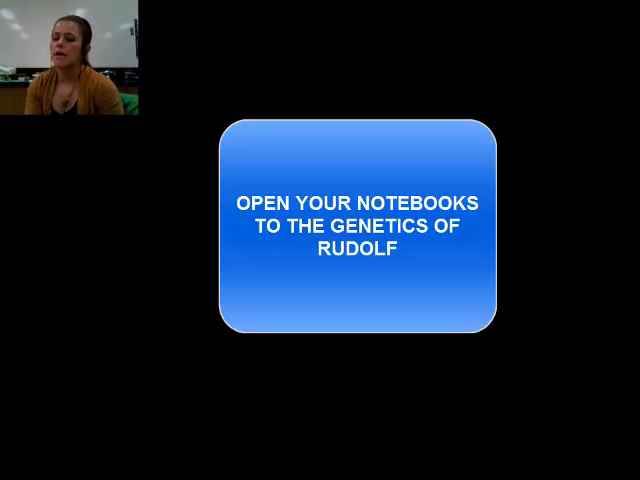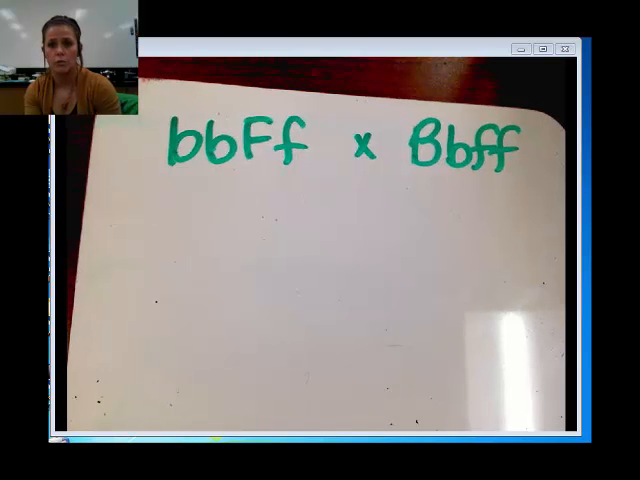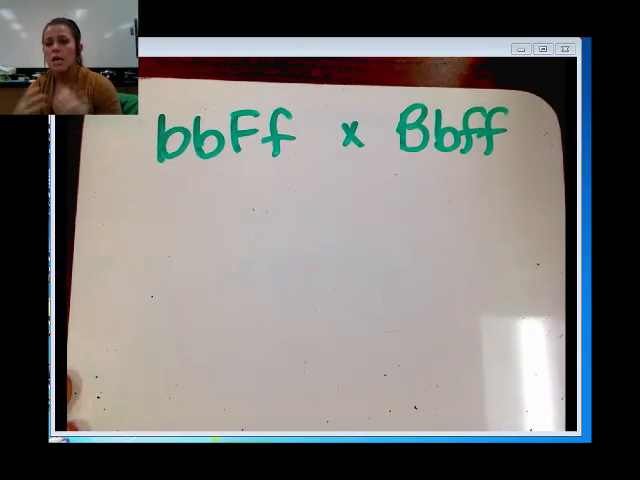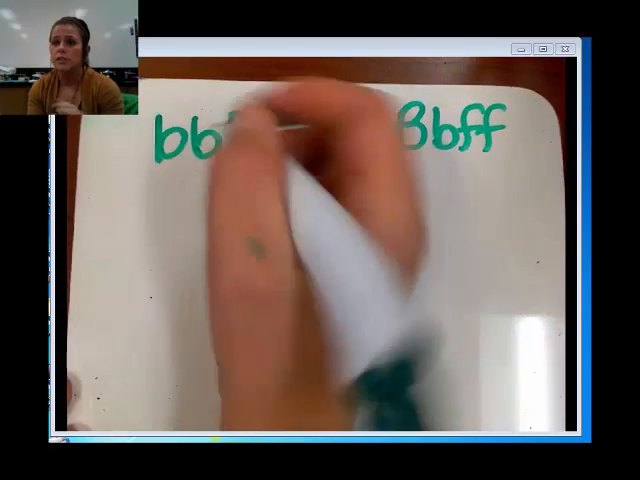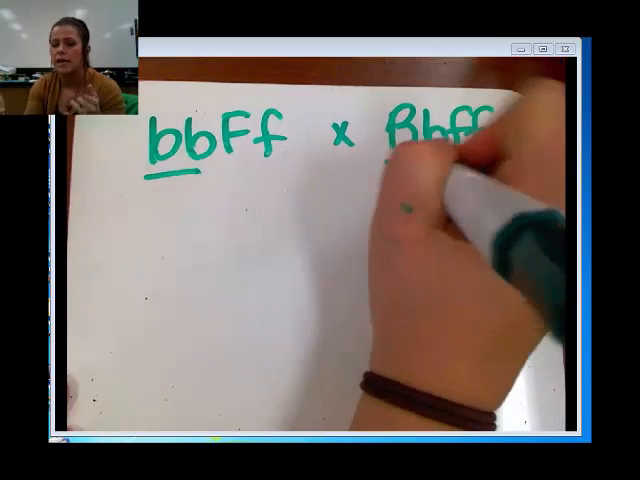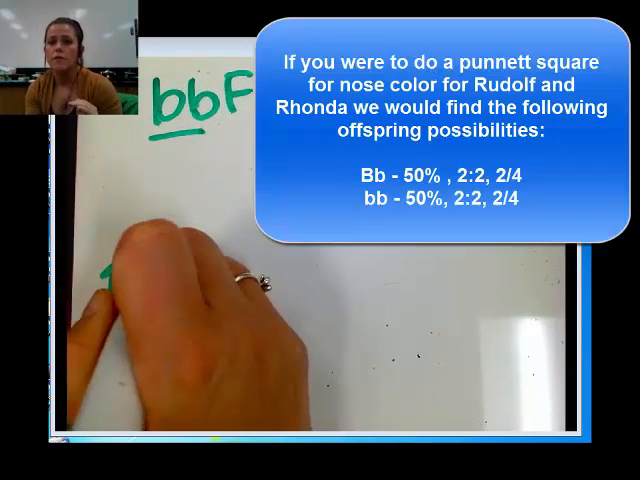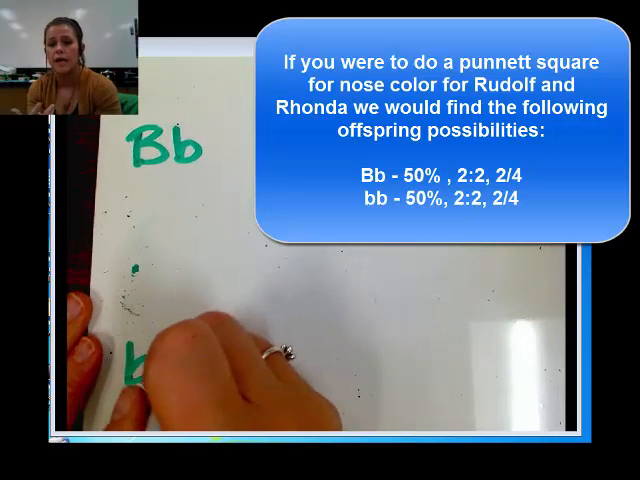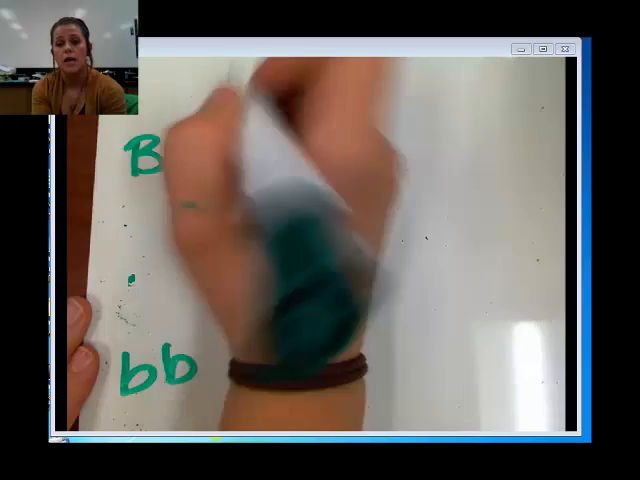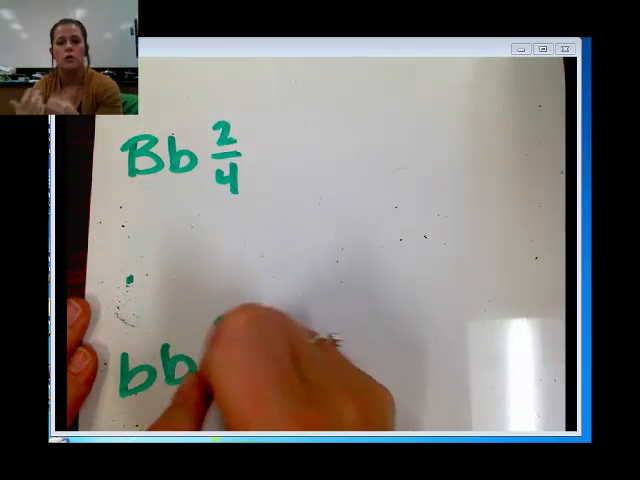Now, when we were talking about Rudolph and Rhonda, we found out their genotypes, and the genotypes were as follows. Rudolph is first, Rhonda is second. Now, instead of having to do a dihybrid cross, we can actually use math to figure this out. And you have to have an idea of what the Punnett square might be for each trait. So if we were to cross these two individuals, the only outcome we would get would be the heterozygote and the homozygous recessive. And we would see that in a 2 to 4 ratio.